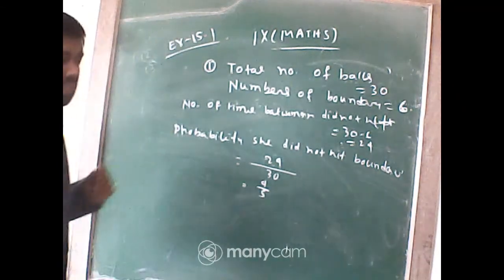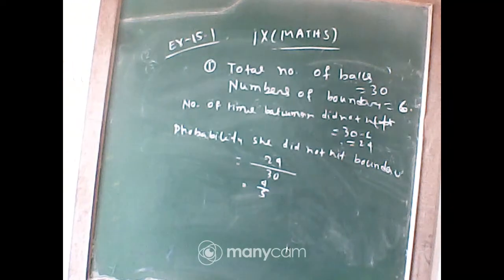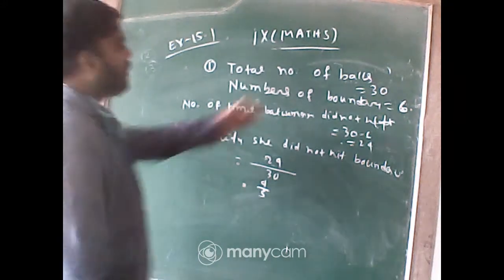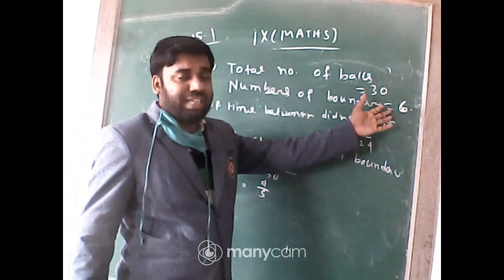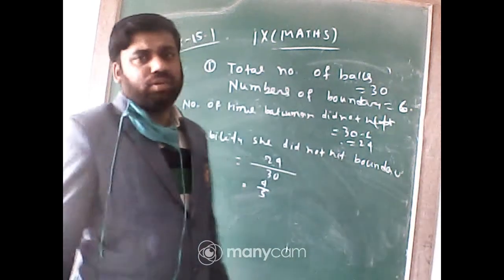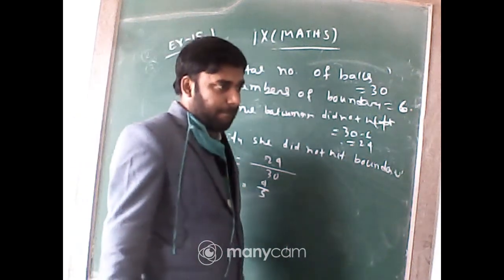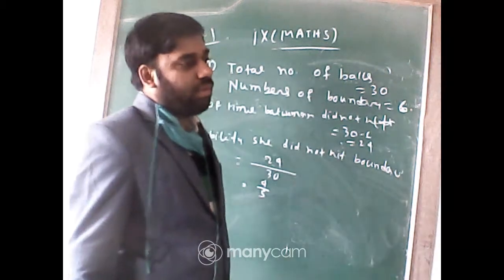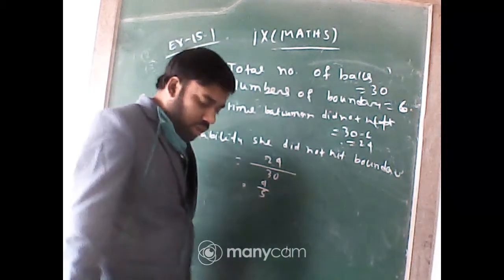First of all, students, if you have any doubt, then you can say. I will try to solve your doubt. Have you any doubt? The total number of balls is 30. So 6 balls she hit for a boundary. It means 24 times she did not hit the boundary. Okay, so I hope this is clear to everyone.